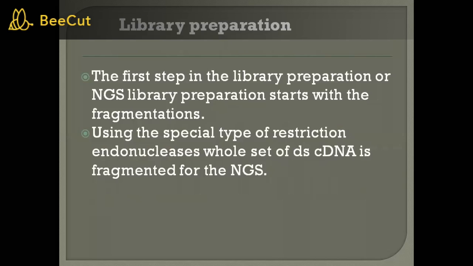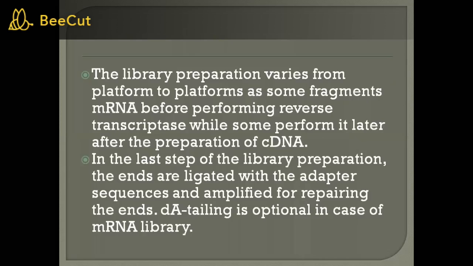So next step is the library preparation. The first step in the next generation library preparation starts with fragmentation. Using special types of restriction endonucleases, the whole set of double-stranded cDNA is fragmented for next generation sequencing. That means we have to do a restriction digestion so that we can get different double-stranded cDNA molecules. And from that, we can construct the library.